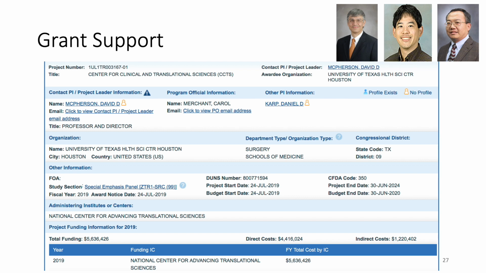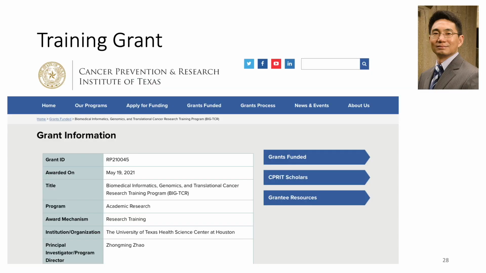And also Dr. Bernstein, Dr. Chen, and me, we basically form the major part of the biomedical informatics component of our CCTS, which is the CTSA award to our university, and the three of us helped with this grant. And then we were also successful in obtaining a training grant. Dr. Zhongmin Zhao, who is the co-leader in bioinformatics, just recently won this training grant award from CPRIT to train the next generation of cancer researchers with informatics skills.